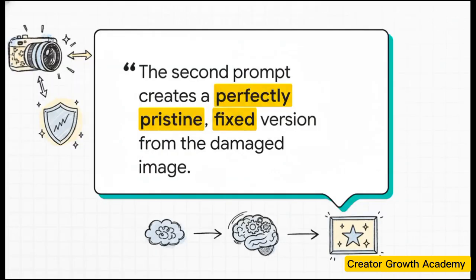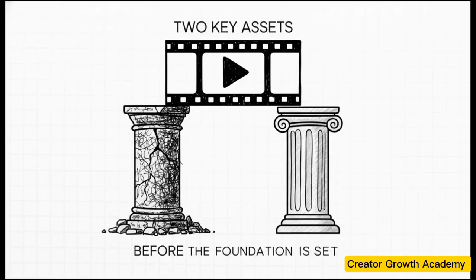And that brings us to our second secret ingredient, the restoration prompt. This one basically just reverses all the damage. You're telling Gemini to create a perfectly pristine, fixed version of the broken image it just made for you. It's a really clever 2-step process, and it keeps the before and after shots looking really consistent. And just like that, you are done with phase 1.